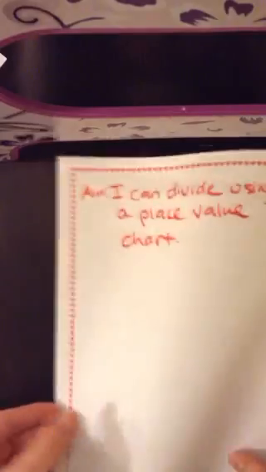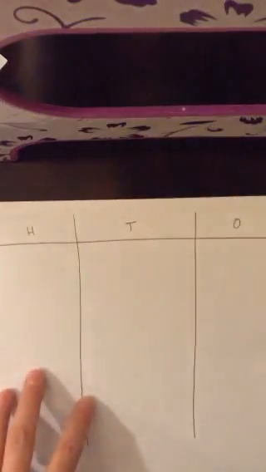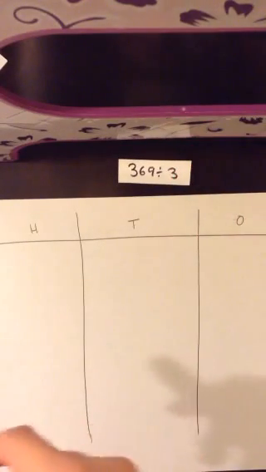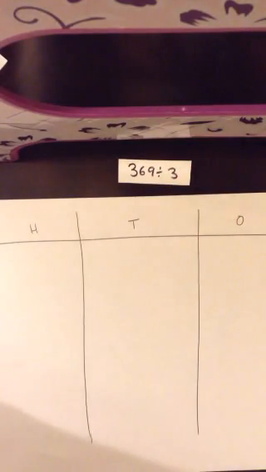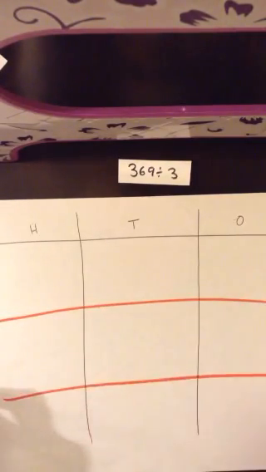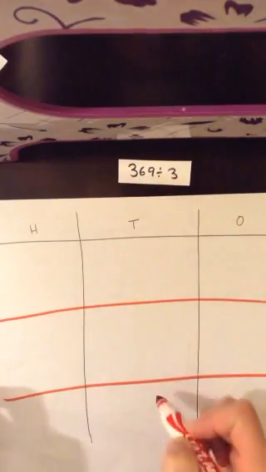Okay, so today one of the problems that we saw in school was 369 divided by 3. And we modeled that on a place value chart. You can do this using the place value charts that you can draw, or the place value blocks that you have. So we have 369 divided by 3, so that means that we need to divide our place value chart into 3 sections, because we're going to be dividing 369 into 3 groups, 1, 2, 3.